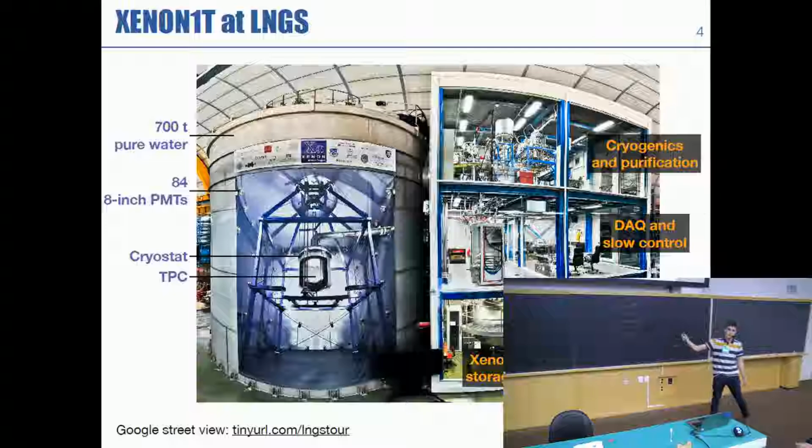Here is a picture of XENON1T. It is in the Gran Sasso laboratory in Italy. If you get bored later, you can go on a tour of LNGS, which is on Google Street View, actually. So you can follow the link here. Unfortunately, it's four years old now, and XENON1T was still being built, but you can see the scaffolding at least. Here on the left, you see this huge water tank.